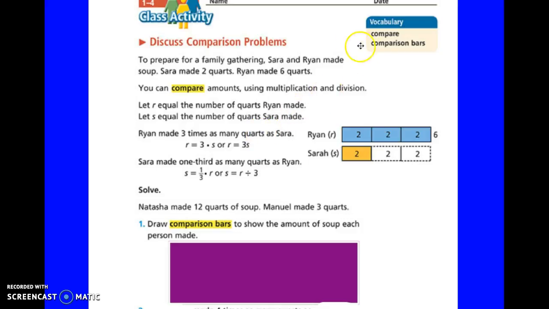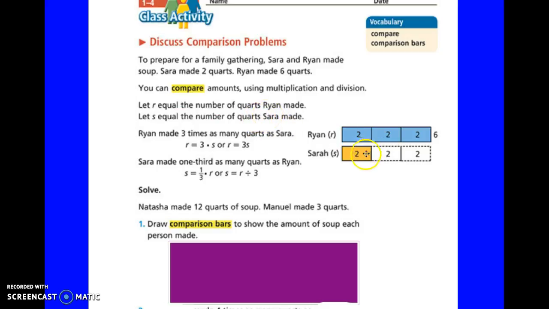The situation we're going to look at says, to prepare for a family gathering, Sarah and Ryan made soup. Sarah made 2 quarts and Ryan made 6 quarts. You can compare amounts using multiplication and division. In this case, they used R as the variable for the number of quarts Ryan made, and S for the number of quarts Sarah made, S for Sarah.